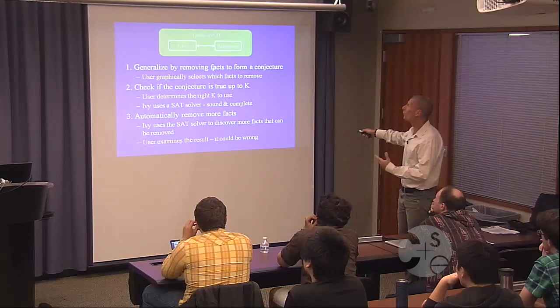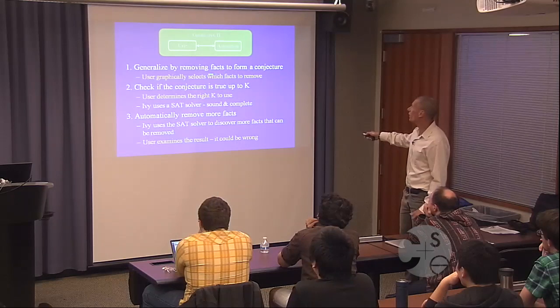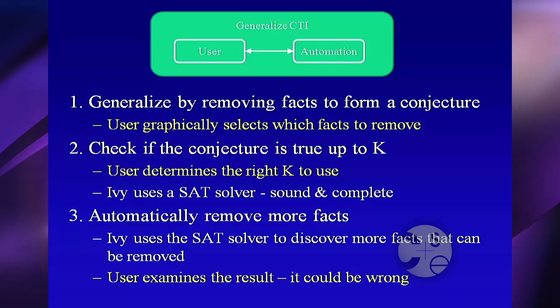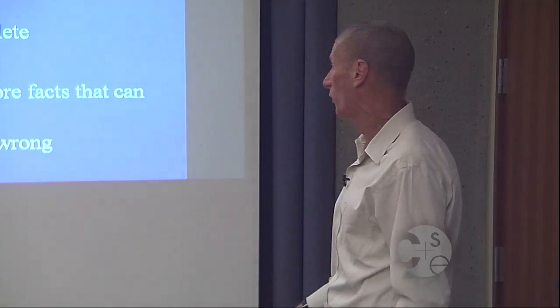Now, the most interesting thing is how we do this generalization. Basically, we generalize by removing facts from the conjecture, and you will see, we believe in a graphical user interface. So we let the user select the thing to be removed graphically. One of the things that we can check is whether a conjecture is true up to k steps. And Ivy uses a SAT solver to check that. And we also automatically remove more facts. And once again, we can use a SAT solver, because when something is unsat, we can ask for an unsat core. We can actually find the smallest thing which is still unsat. So that's how we do this generalization, all based on the SAT solver.